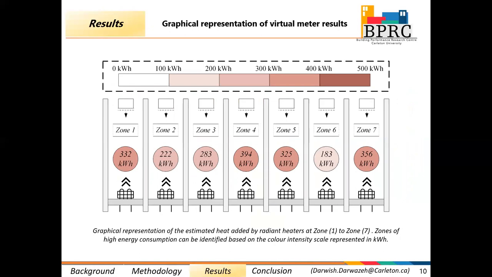Now, a simplified visualization of the results can be used as a tool by building operators and facility managers to identify zones of high energy consumption and improve the overall building energy performance. For example, this figure shows a graphical representation of the estimated heat supplied by radiant heaters at zone 1 to zone 7. By comparing the heat added by radiant heaters in the 7 zones, the building operator can identify zones of high energy consumption and investigate the underlying operational conditions of these zones.